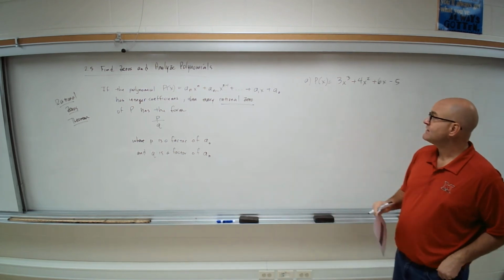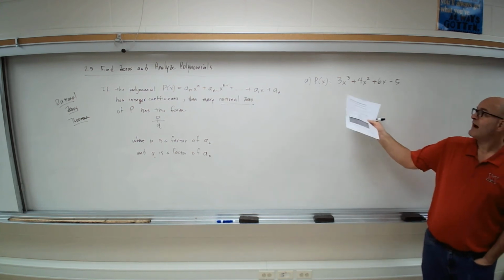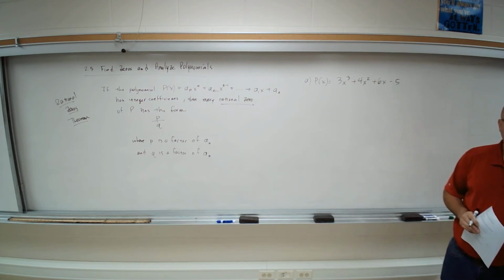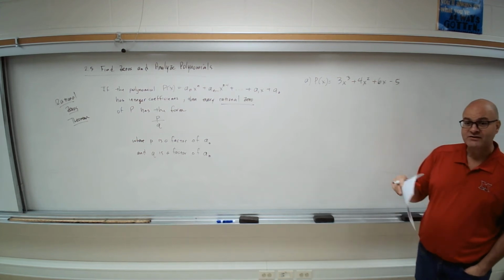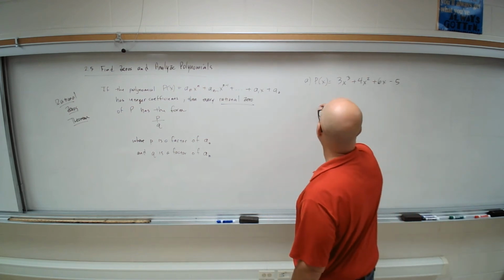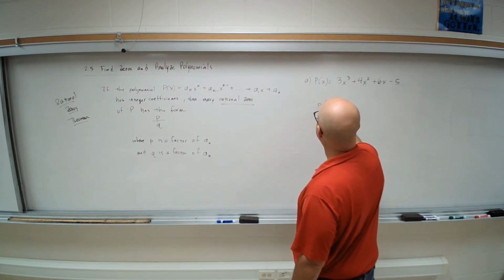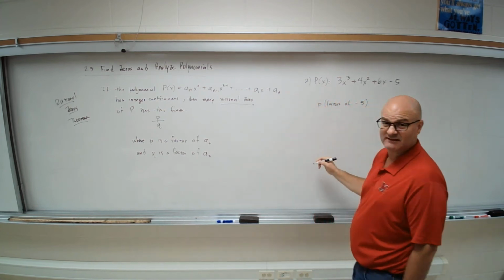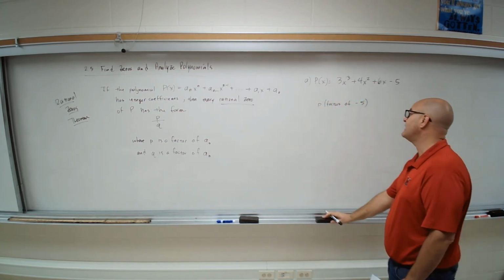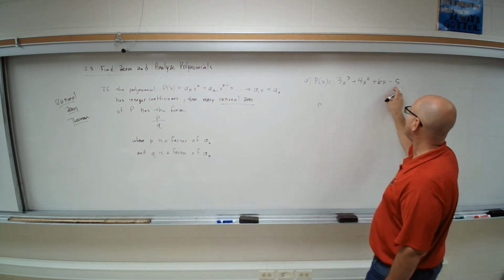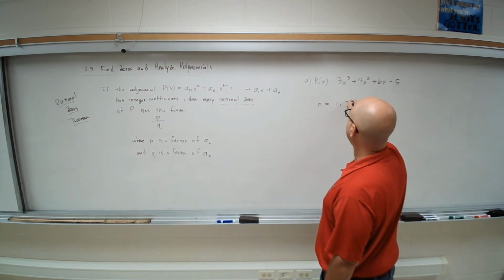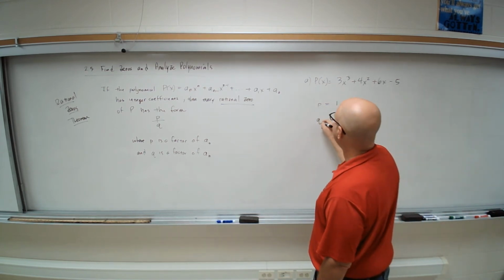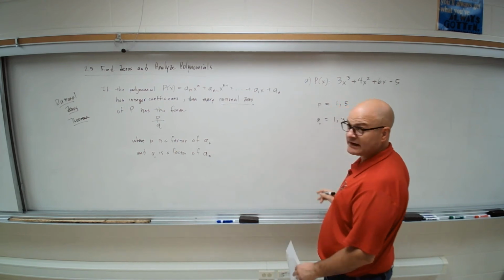So for our first example here, we have p of x equals 3x cubed plus 4x squared plus 6x minus 5. So the possible rational zeros. We know that p, those would be our factors of -5, correct? So our p values would be the factors of -5, which would be 1 and 5. Okay, q would be the factors of 3, which would be 1 and 3.